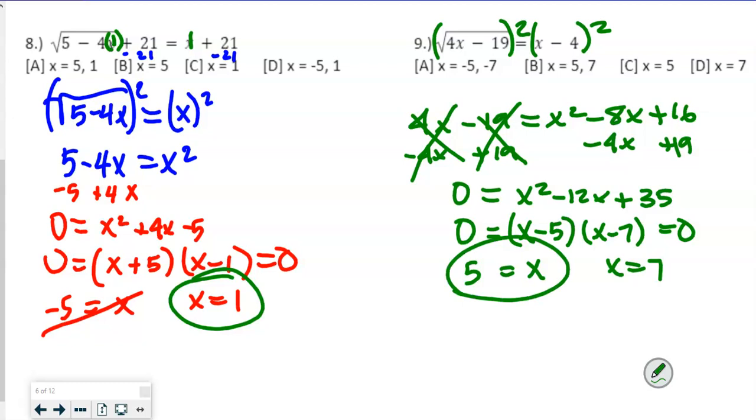And then if we do 7 times 4, that's 28. 28 minus 19 is, what is that, 9? And the square root of 9 is 3, and 7 minus 4 is 3. So both of these check out. So now let's check these again in Desmos.